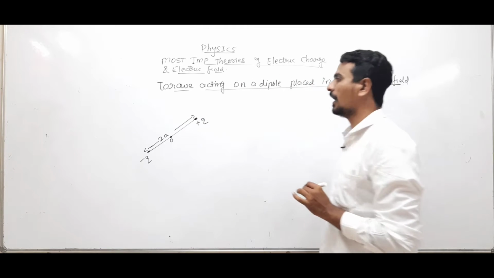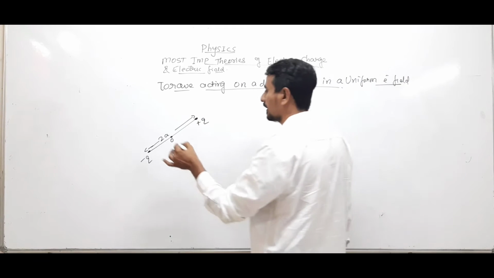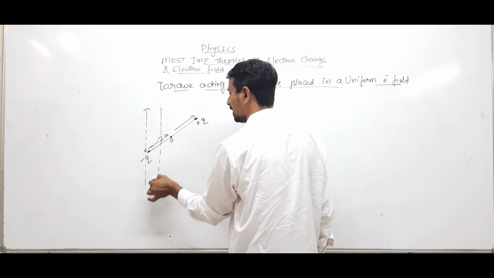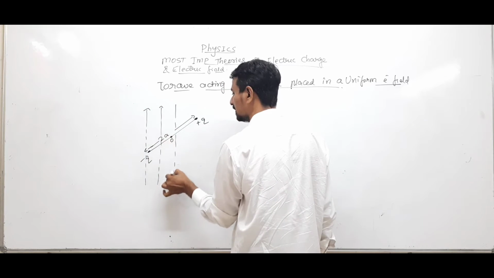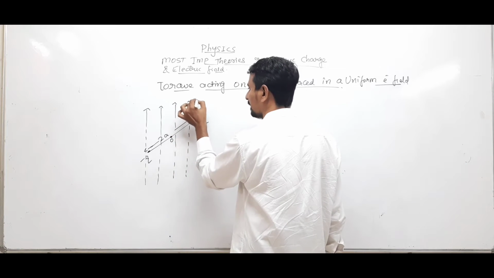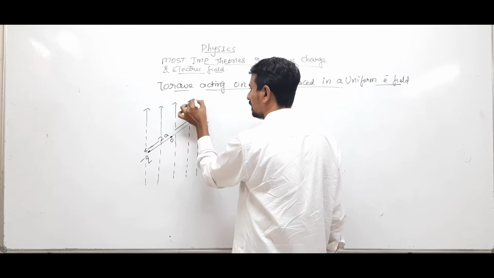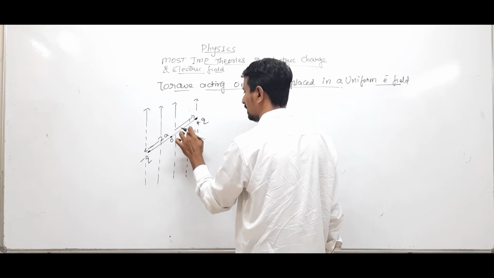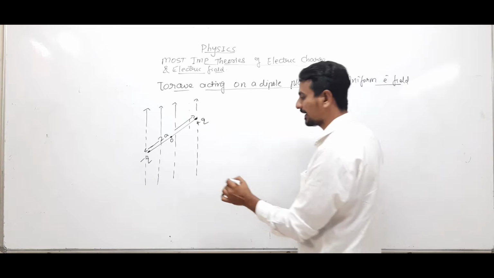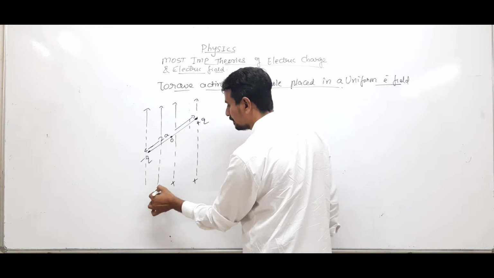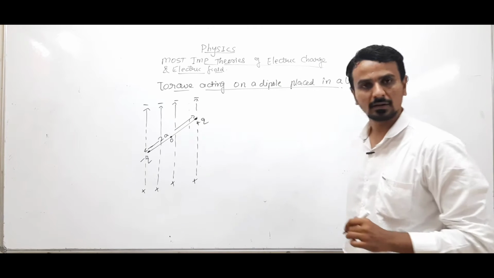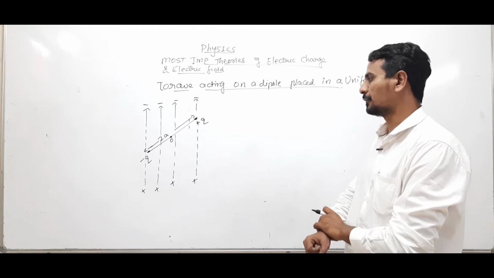It is placed in a uniform electric field. Uniform electric field means the field lines should be parallel and equidistant. So this is the electric field. Now the electric field is from plus to minus. Clear?